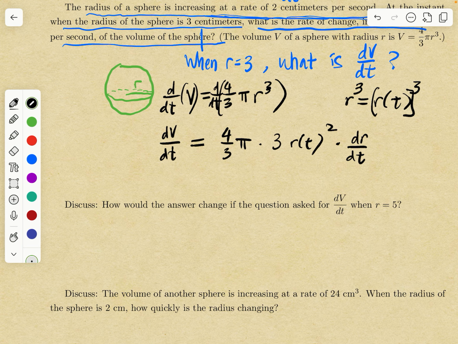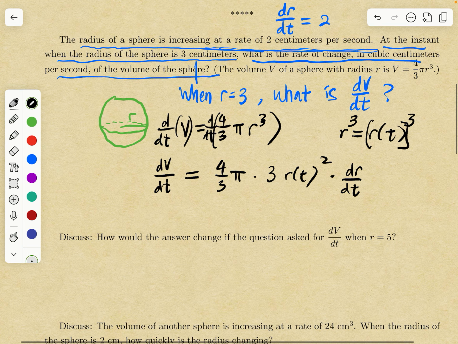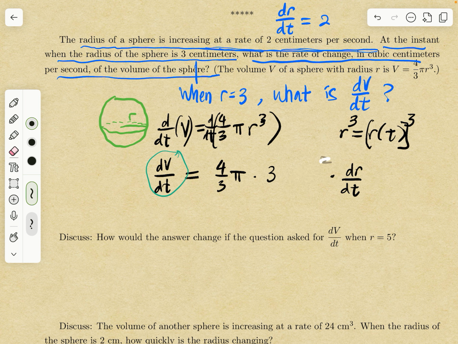Do you see how this equation has dv dt in it? dv dt is here. My r of t, I'm just going to, again, abbreviate to just r, because if you write out r of t, it just kind of clutters everything. So I'm just going to write it as r, and then times dr dt. So now I have a dv dt here, my r here, and my dr dt there.